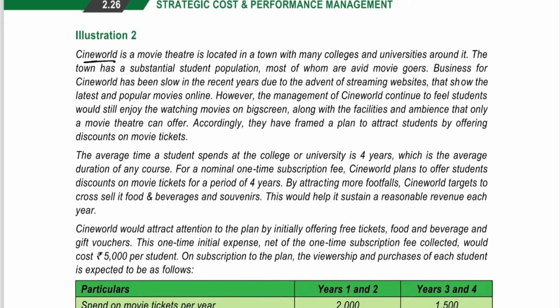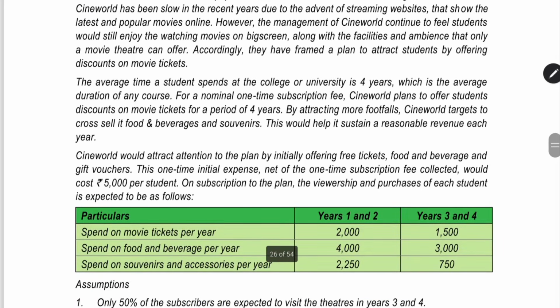For improving the sales, they are bringing a scheme. Under that scheme, they are trying to attract the students. They are identifying that a student on an average spends 4 years at the college, which is the average duration of any course. They are introducing a plan where there is a nominal one-time subscription fee. For visiting the theatre, the student has to pay a nominal one-time subscription fee.